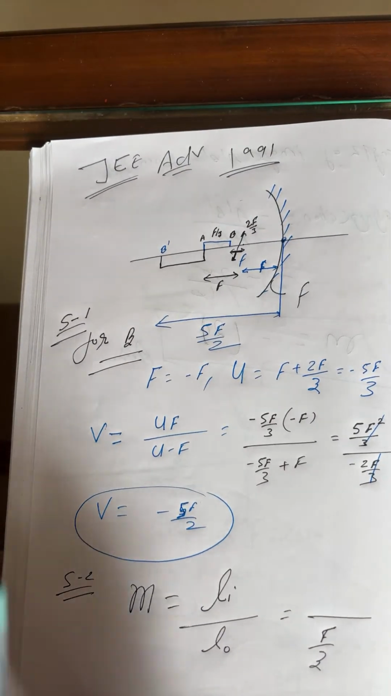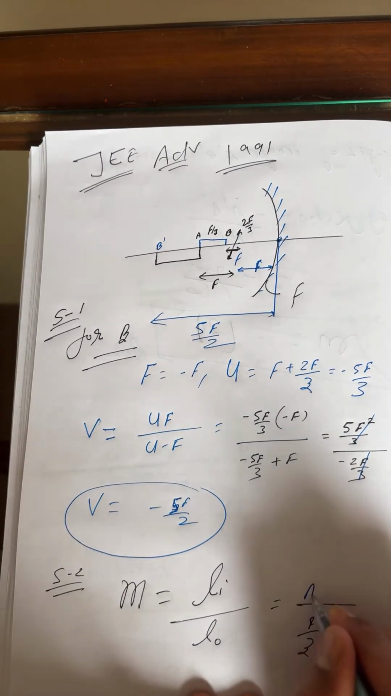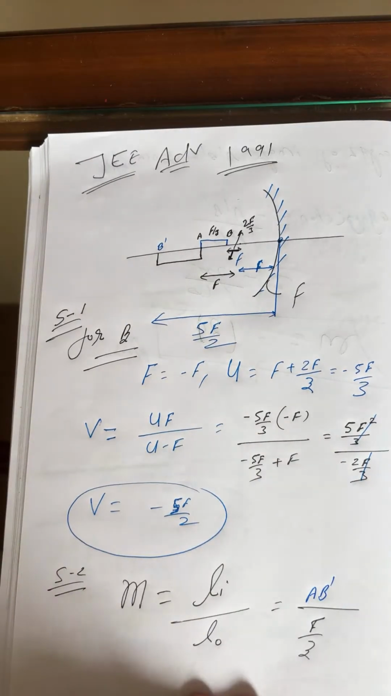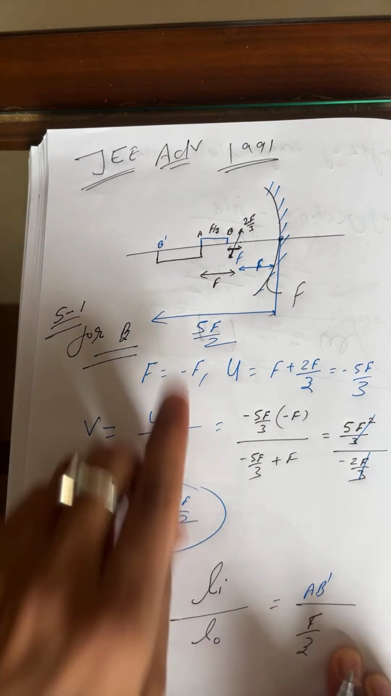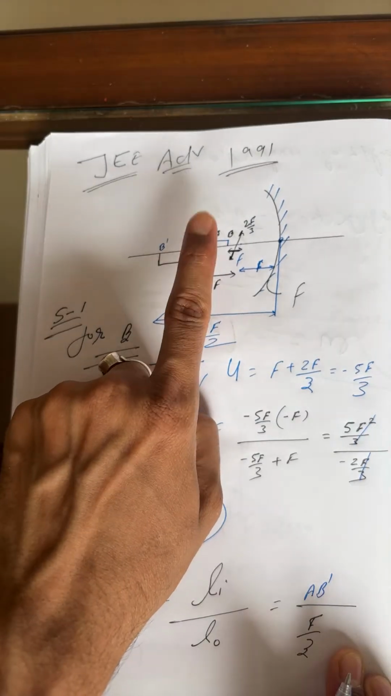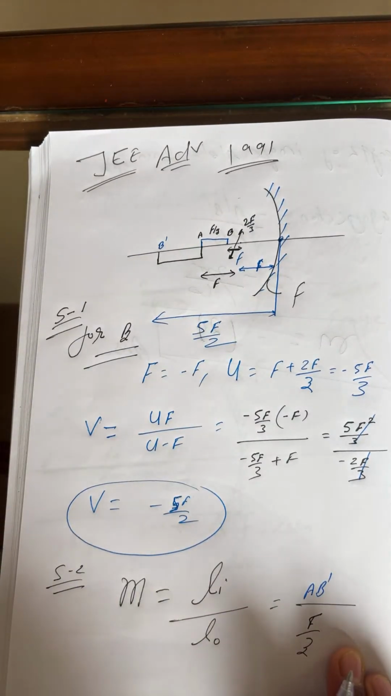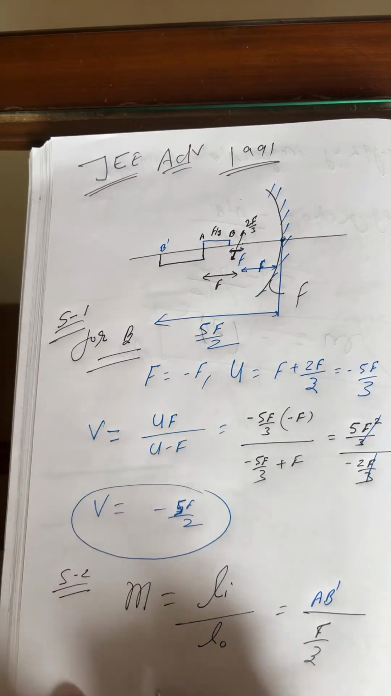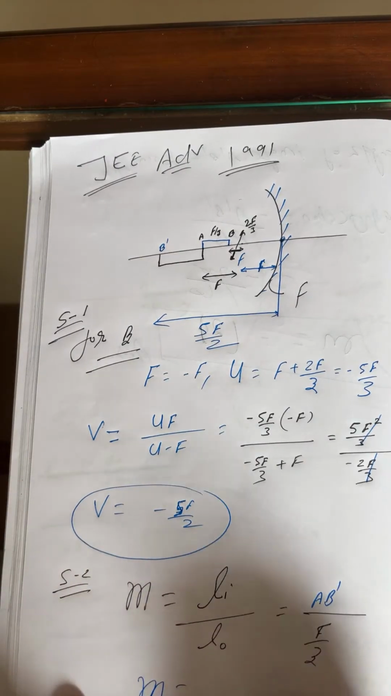How can we get the length of image? It's nothing but A into B dash. So what is this point here? You can say this is 2f only. So simply we can write here for magnification, this is AB dash. I'll calculate it here only.